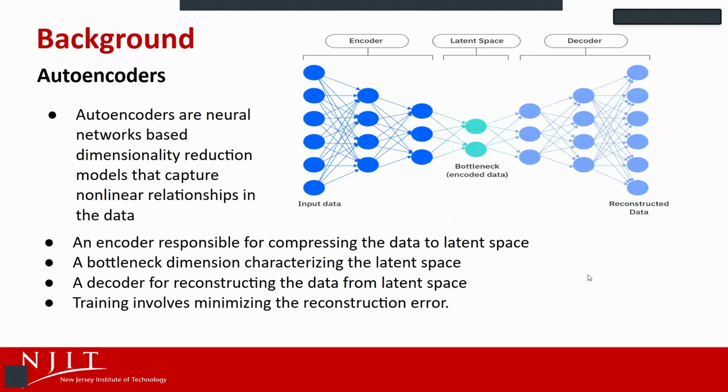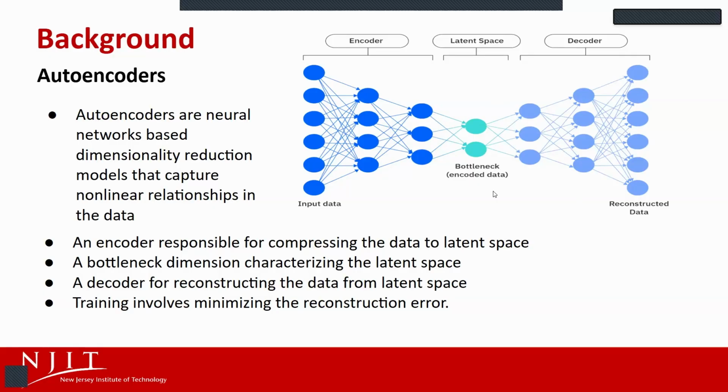Now let's look at what an autoencoder is. Autoencoders are neural network-based dimensionality reduction models that capture nonlinear relationships in the data. An encoder is responsible for compressing the data to latent space, as we can see here. There's a bottleneck dimension that characterizes the latent space, and there's a decoder that decompresses the latent space to the original input data. The objective is to minimize the reconstruction error from the latent space to the original input again. By doing this, the autoencoder learns a nonlinear structure in the data and represents it in the latent space.